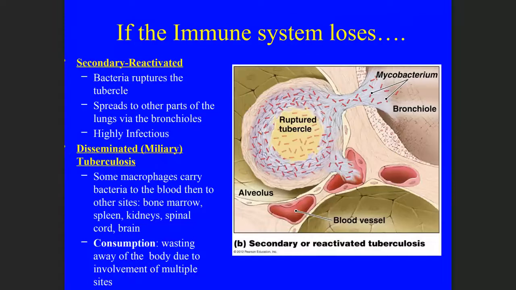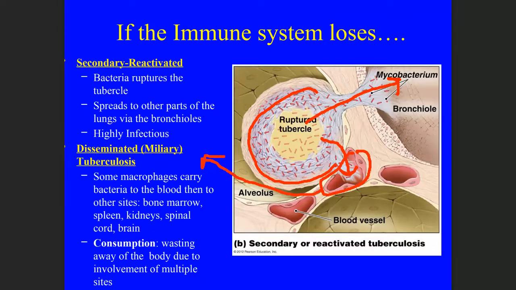Well, even though the immune system tries to form tubercles in the lungs, they're very weak. And what ends up happening is that the tubercles rupture and the bacteria spread to other parts of the lungs and also to the blood underneath. And when they get to the blood underneath, that causes the bacteria to spread to other organs. And when that happens, not only is this secondary reactivated TB, but this is actually disseminated tuberculosis. Okay, disseminated means spread throughout the body.